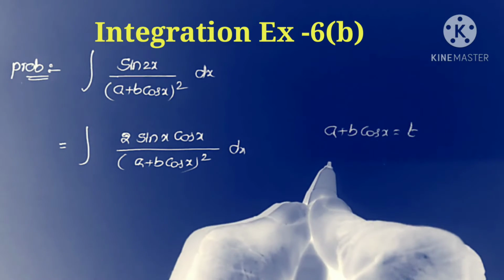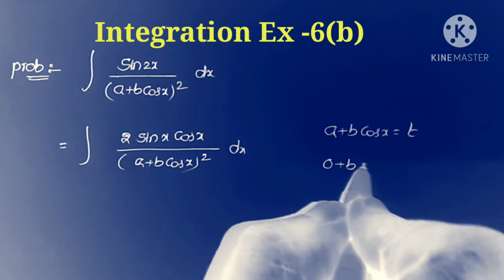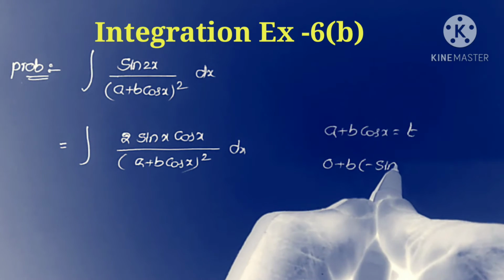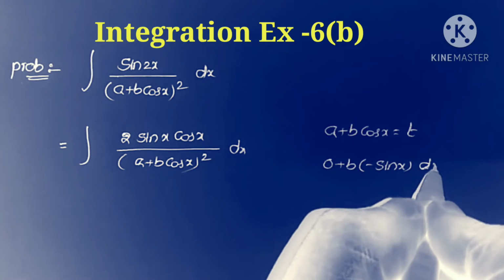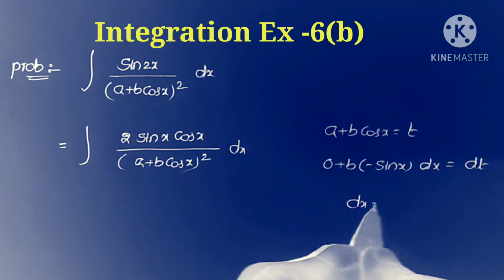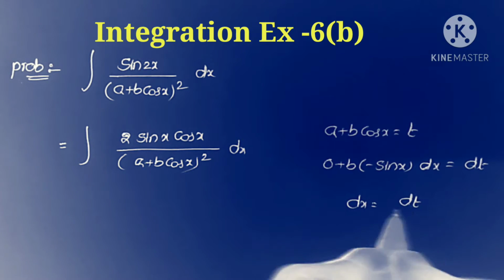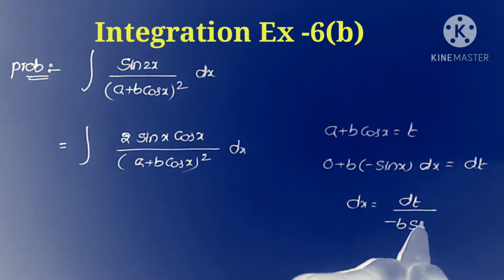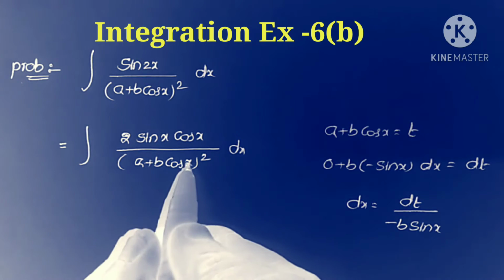Now what is the derivative? The derivative: 0 plus b into the derivative of cos x, minus sin x, into dx is equal to dt. That is, the value of dx is equal to dt by minus b sin x. Now replacing all these values in this one.